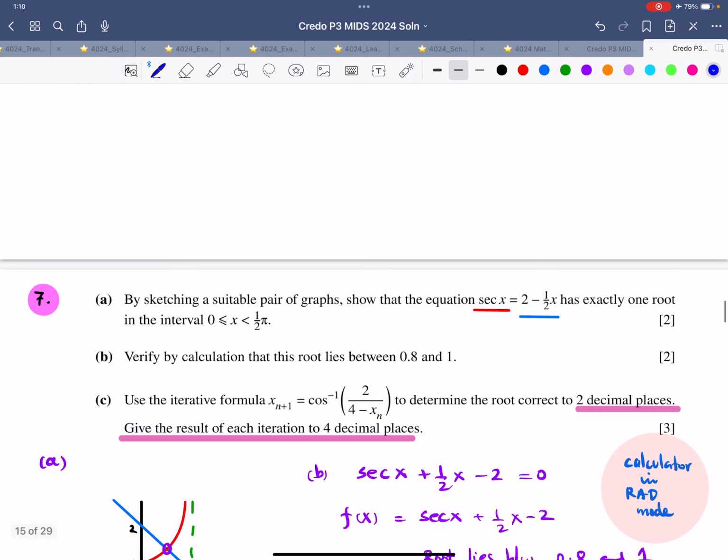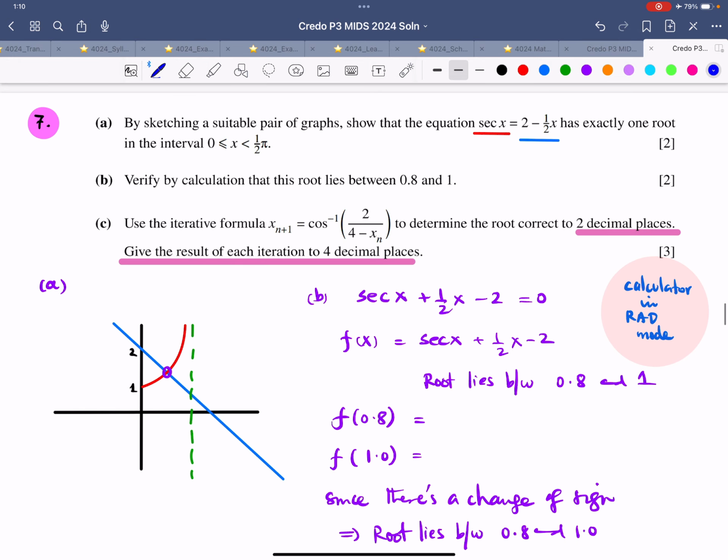All good. So now question number 7. It says by sketching a pair of suitable graphs, show that... And now what do we have to show? Show that the equation sec x is 2 minus half x has exactly one root in this interval.